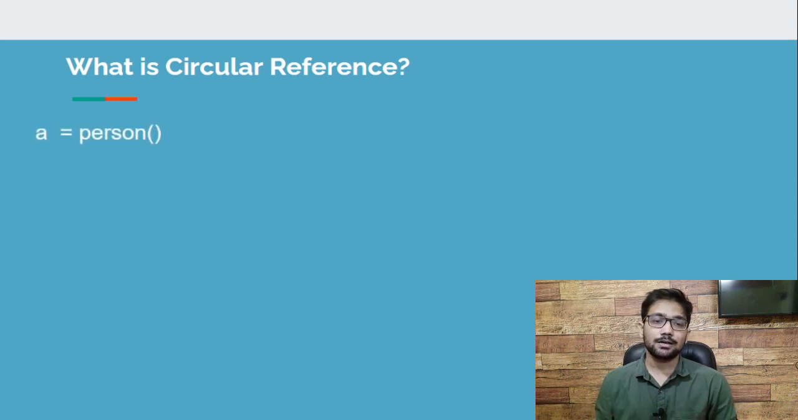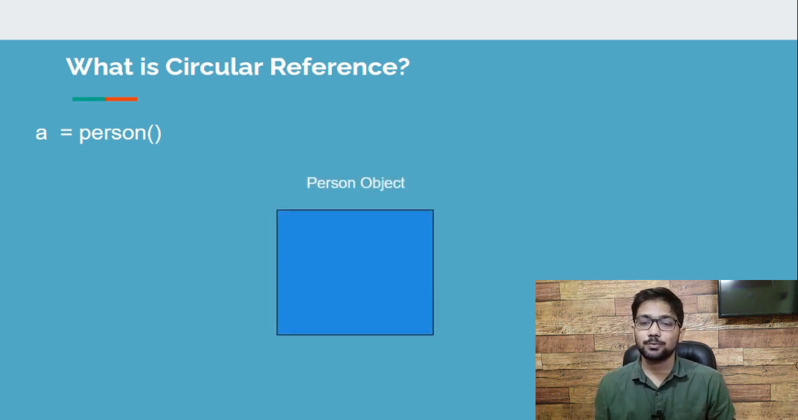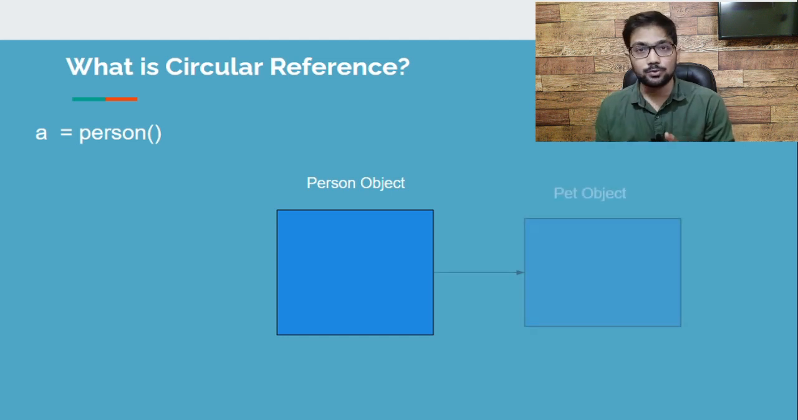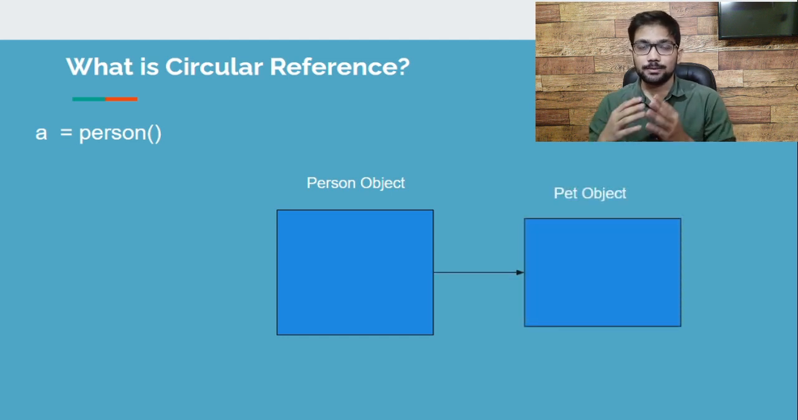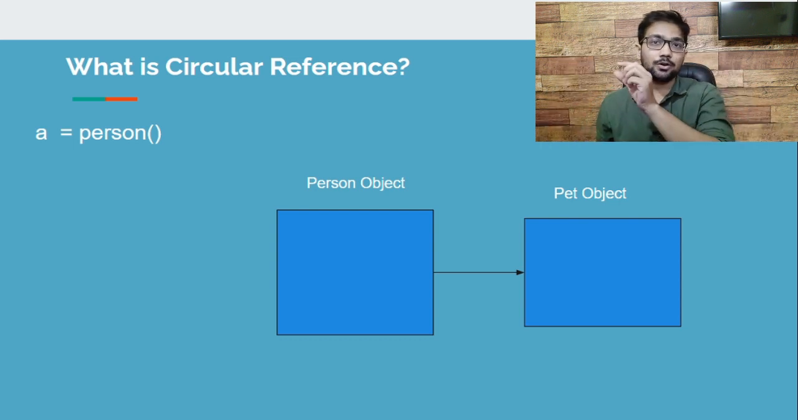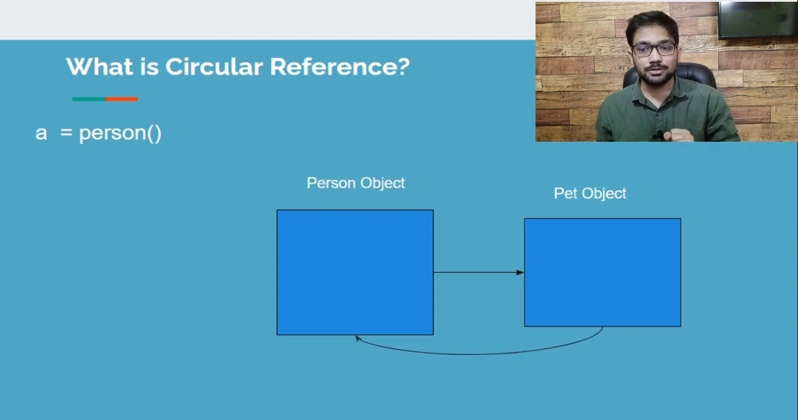So we are creating a particular person object like this. We are doing a equals person, and we are creating a person object. Python is going to create a person object inside the memory heap, and when it is creating the person object, it is going to create a pet object because we will assign a pet to that particular person object as well. So in memory, the person object is connecting to the pet object itself. Now the pet object will also have a connection to the person object, like in this particular diagram. So there is a circular reference.